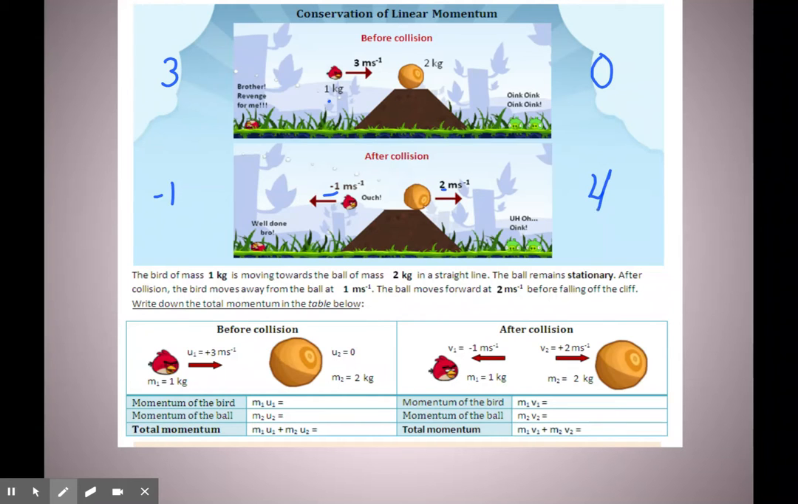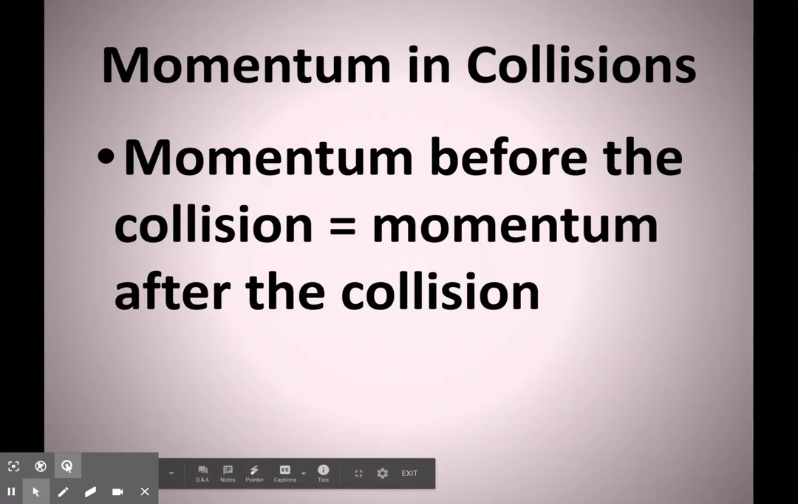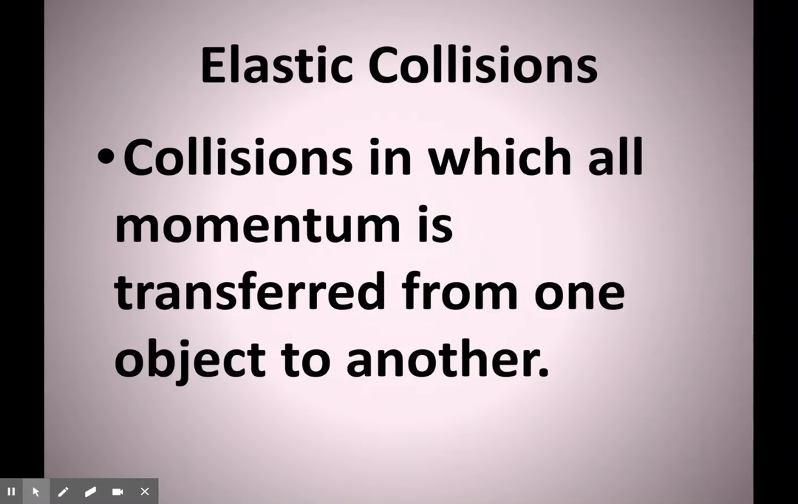Now, one thing to notice here, the total momentum before, so 3 plus 0 equals 3, and the total momentum after, -1 and 4, also equals 3. So that's something to keep in mind. The total momentum is going to be conserved. It's going to be the same before a collision and after a collision. So momentum, the same before and the same after.